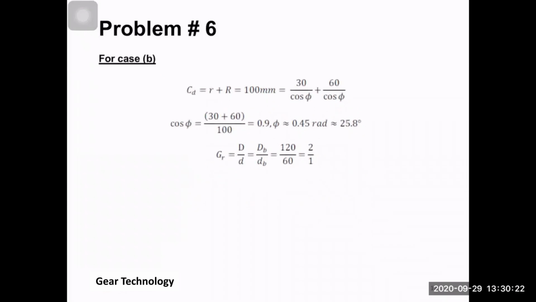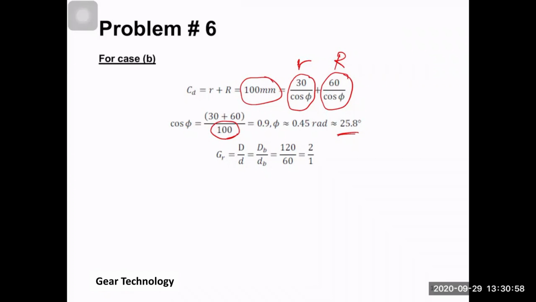For the second case, we're going to do the same. The only difference is that the center distance is 100. So exactly the same procedure, but here the center distance is 100. So we have 30 over cosine phi for the pinion, and 60 over cosine phi for the gear. So this is small r, this is capital R. And in this case, when we use the 100 millimeter center distance, we get a pressure angle of 25.8.